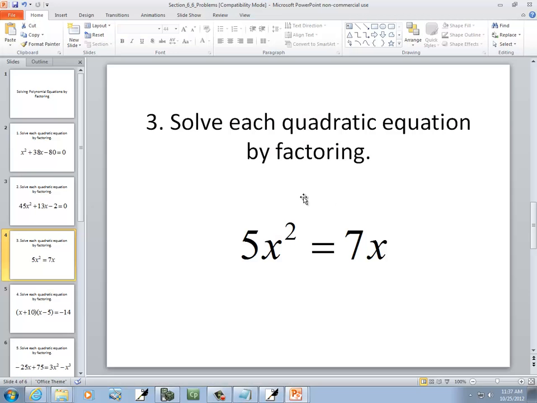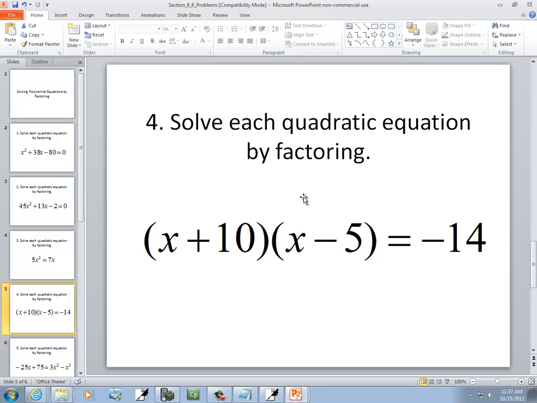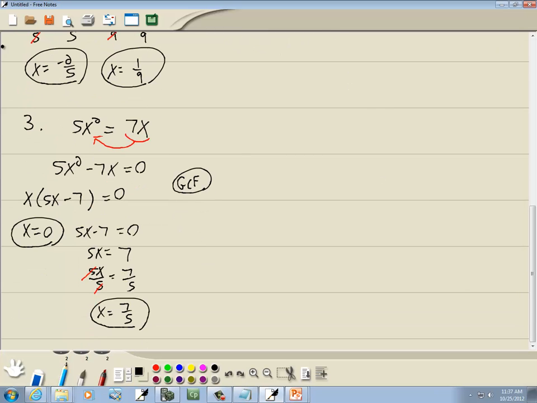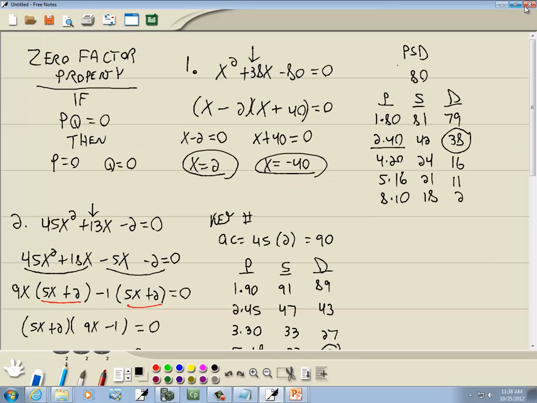And do I have room for another one there? I don't know if I got room there or not. Let me start a new page. Maybe. There it goes.